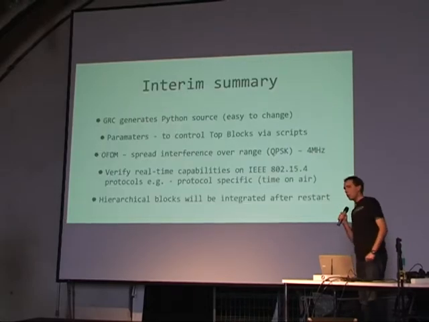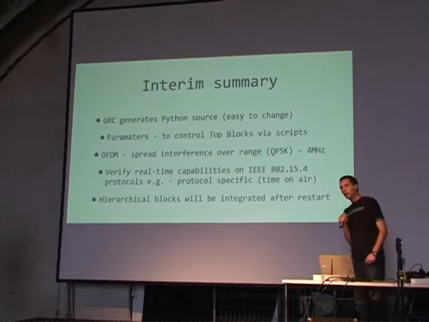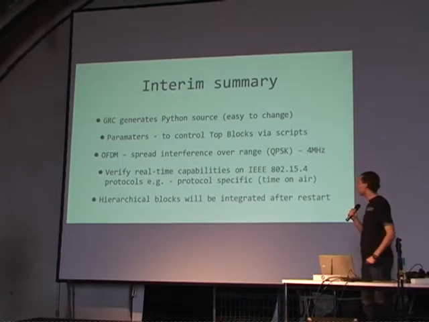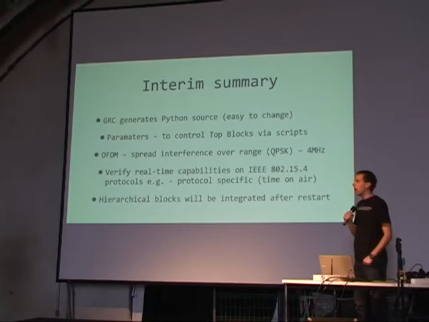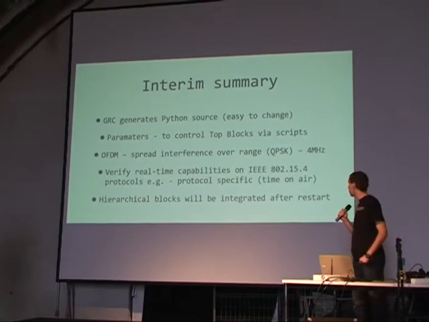So for an interim summary at this point, the GNU Radio Companion generates Python source code, which is relatively easy to manage since it is all graphical. And you can control the complete top blocks with scripts if you pass the arguments or the variables as parameters. And since Python doesn't know any types, it's relatively easy to do. We can use OFDM to spread interference over a range, which has been shown with QPSK and a bandwidth of 4 megahertz.